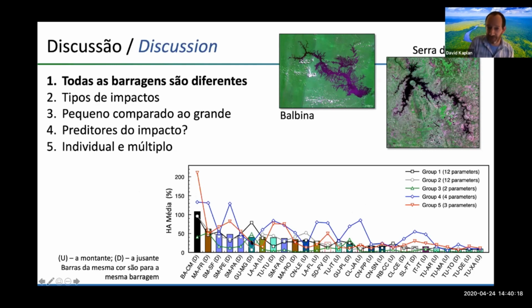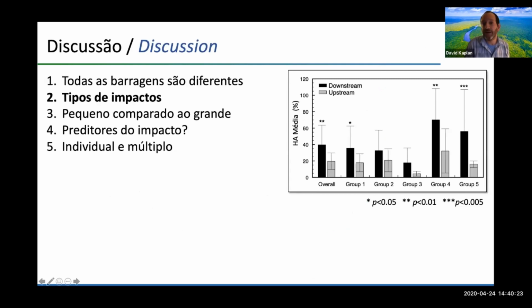So we see here a diversity of impacts, but certainly groups 4 and 5 being higher. We see that downstream effects are in general across all types of hydrologic regime change. Downstream effects are higher. And we often focus on the reservoir, displacement in the reservoir, changes in limnology in the reservoir, and mitigation upstream, but we see much larger effects downstream.